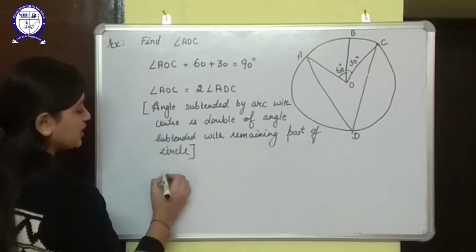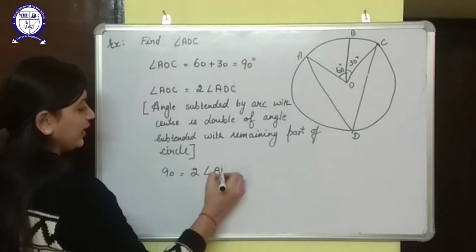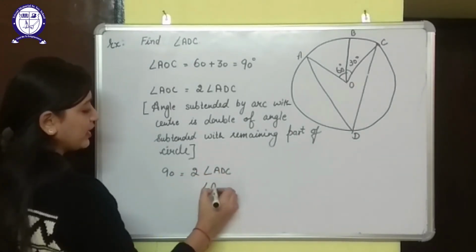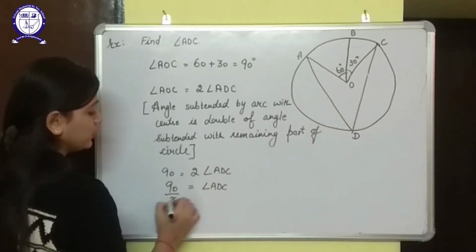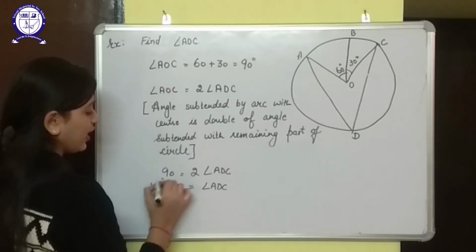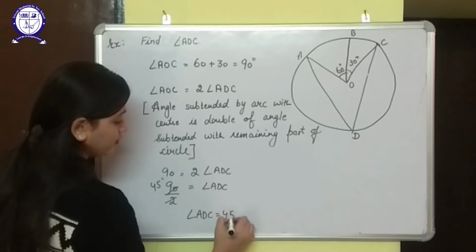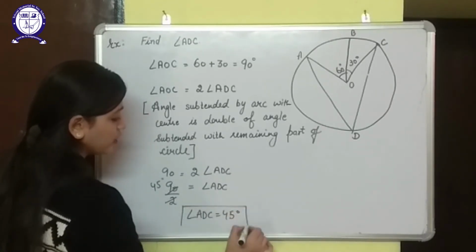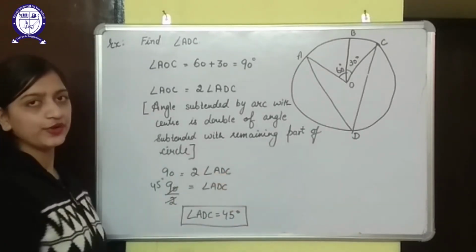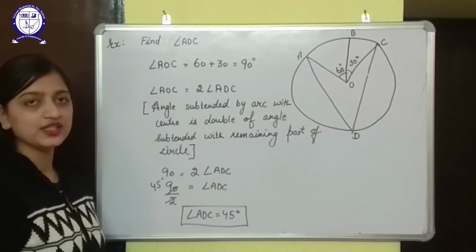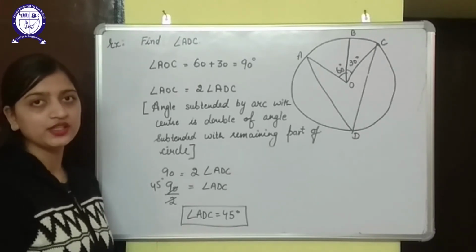Now angle AOC is my 90. So this is twice of angle ADC. So my angle ADC will be equal to 90 divided by 2, that is 45 degrees. So angle ADC is equal to 45 degrees. You can see that the question was very simple. All you need to do was apply theorem 10.8 directly to the question. But the statement is mandatory, that you have to write the statement in the question.